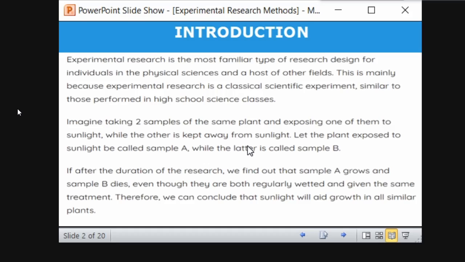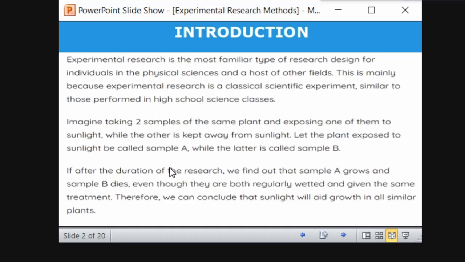So you are taking two plants, any two plants. One you are keeping in the sunlight, one you are keeping in your home. The plant which is kept outside and exposed to sunlight is called sample A, and the other which is kept in the home is called sample B. Let us say the duration of the research is 1 month to test the changes, and we find that sample A grows and sample B dies, even though they both are regularly watered and given the same treatment.